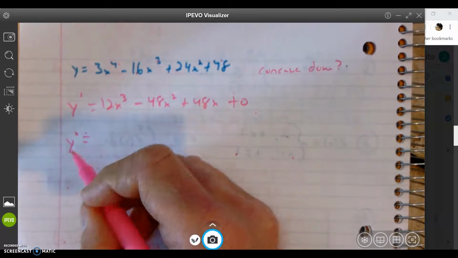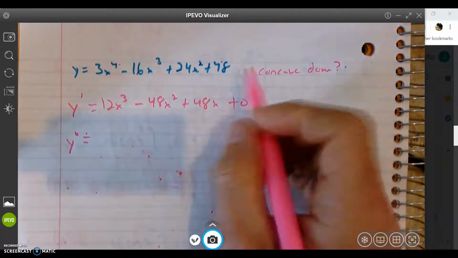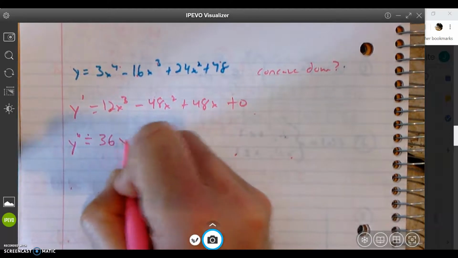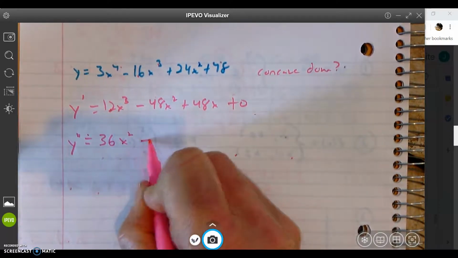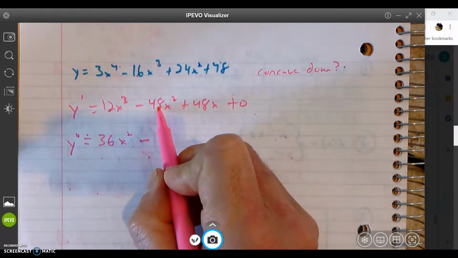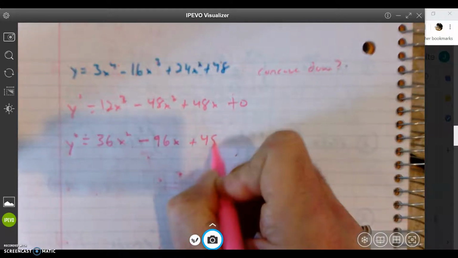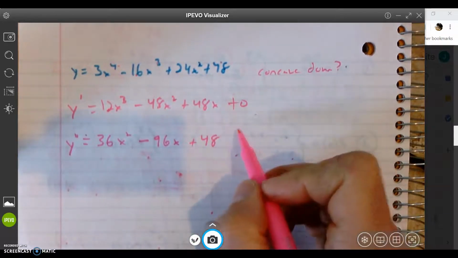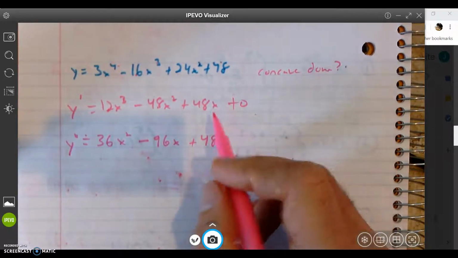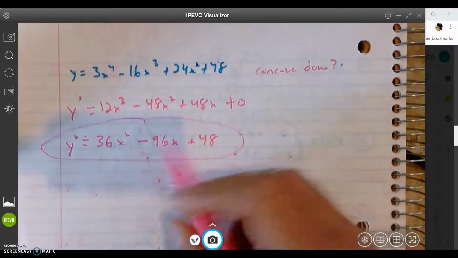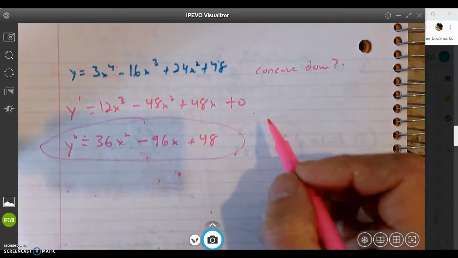So y double prime. Now I go to the second derivative, because the second derivative is where I find my concavity. That's going to be 3 times 12, which is 36x squared, minus 2 times negative 48, which is 96x, plus 48. That is the derivative of that. So this is the second derivative. So when is this concave down? When is this negative? That's what we're going to find out.